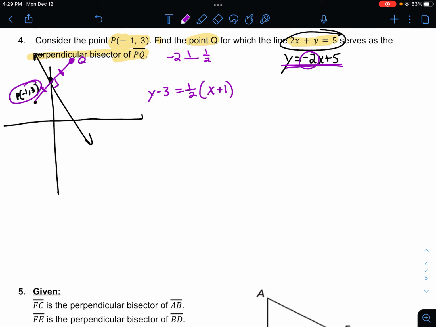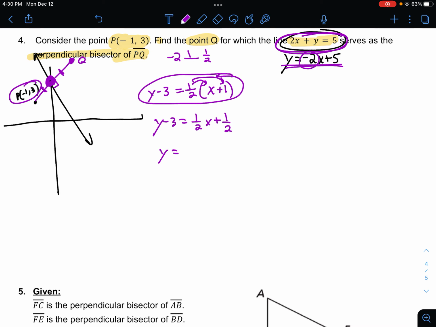And I want this because if I know the equation of this line and I set it equal to this line, I can find this point of intersection between line PQ, I should say, and this other line. So I'm going to turn this into slope-intercept form, distributing: y minus 3 is equal to 1/2 x plus 1/2, or y is equal to 1/2 x plus 3.5.